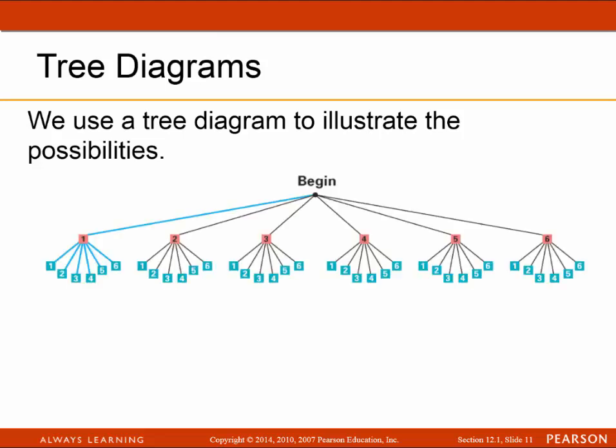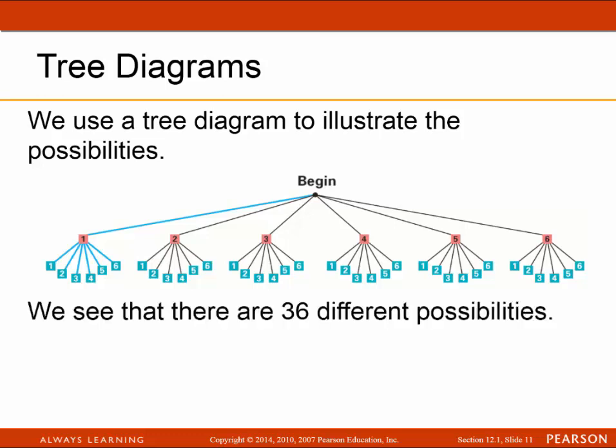So let's begin. So here we have all of the possibilities. So there are 36 possibilities. The dice, sorry.